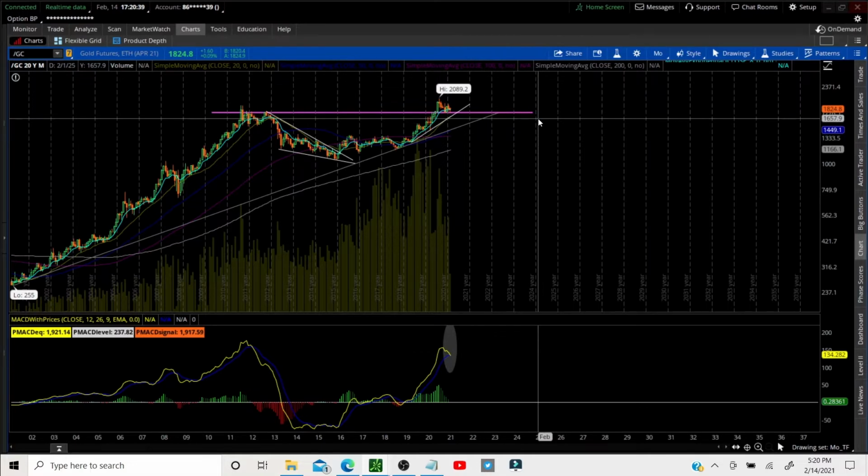And here we go. So GC, this is gold futures. I personally trade the GLD ETF, but I like to look at the futures, just like I look at ES rather than SPY for most of my charts.